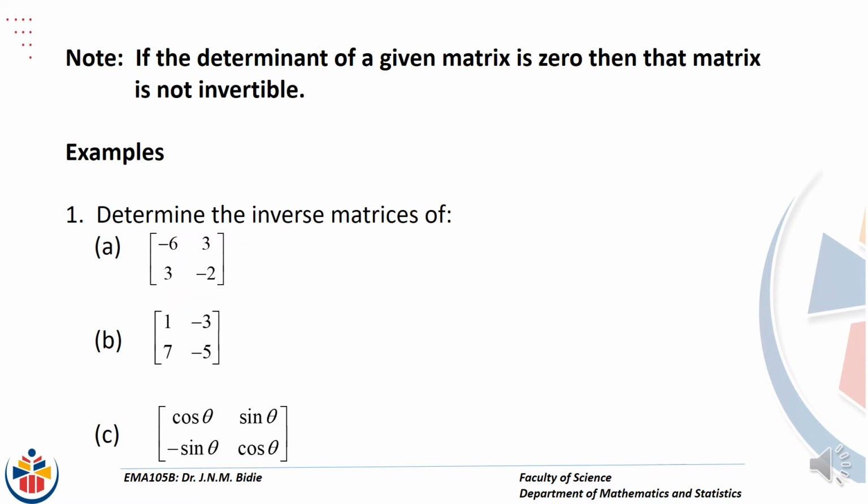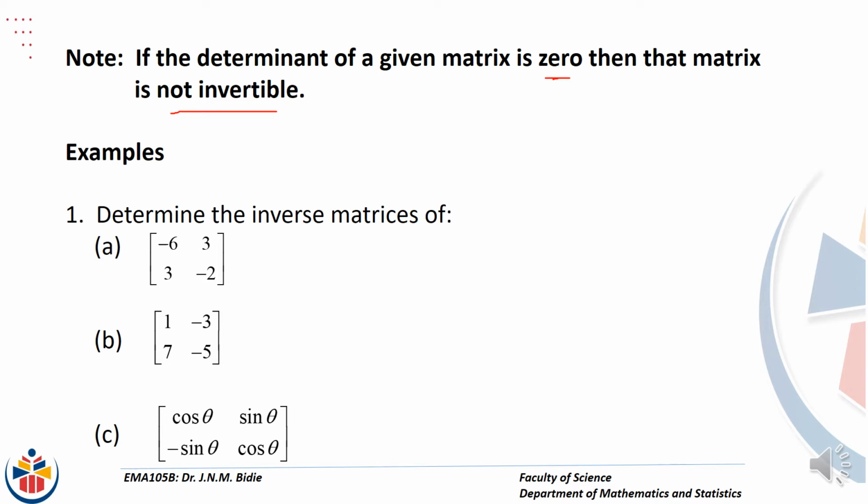Note also that if the determinant of the given matrix is 0, then that means that matrix cannot have an inverse. Because remember that formula says 1 over the determinant of A. So if the determinant of A is equal to 0, then that means a given matrix is not invertible.